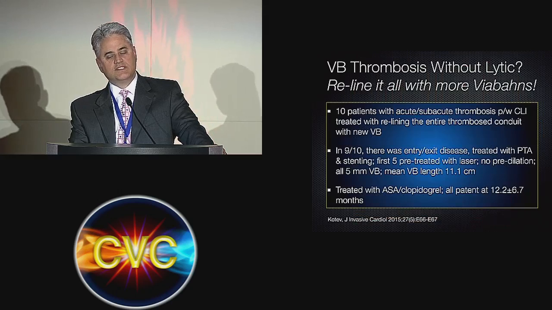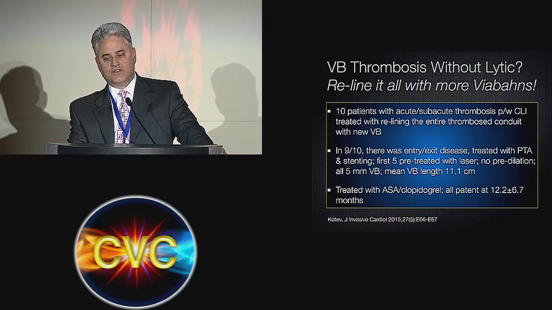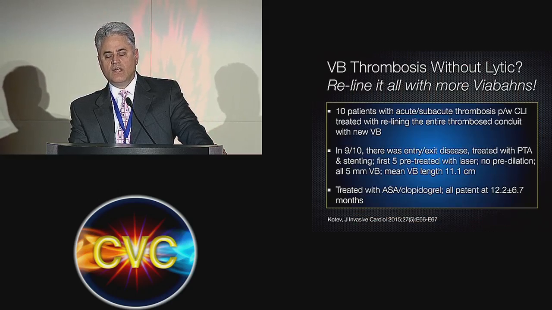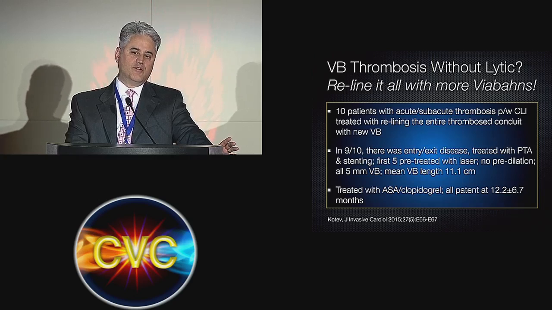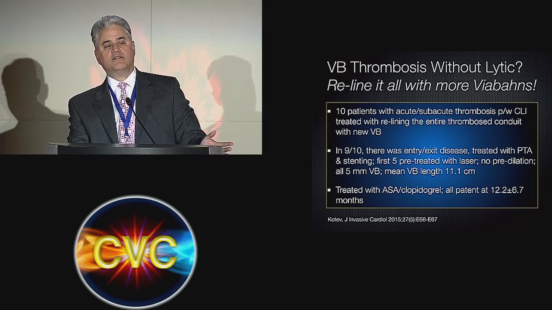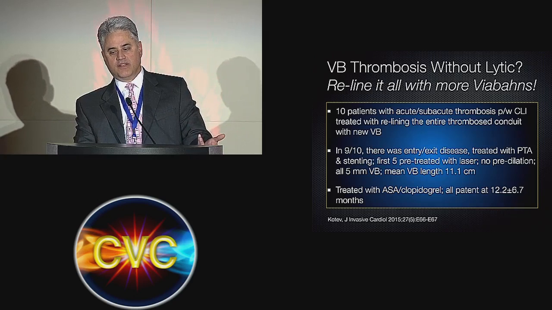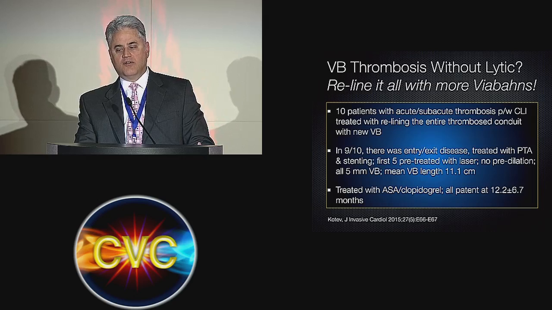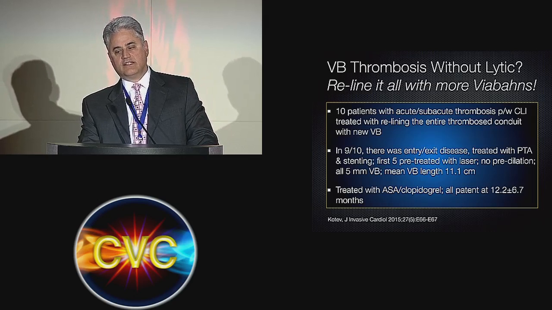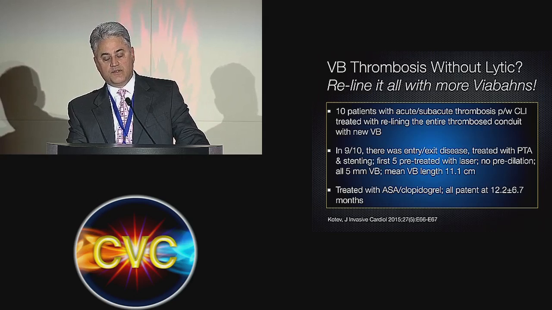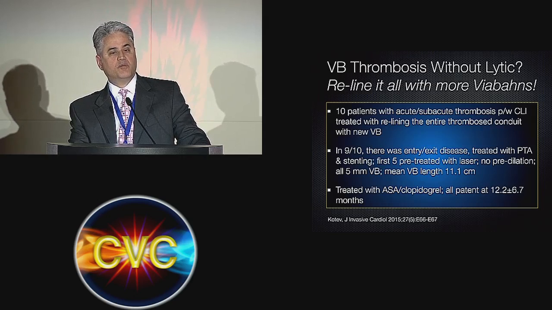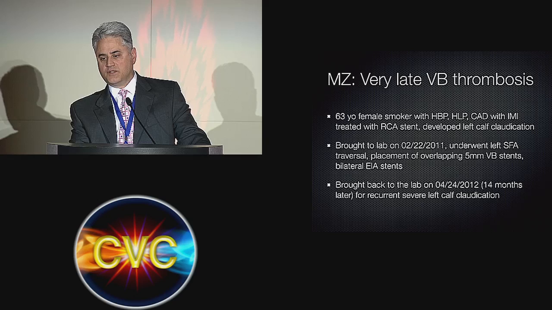Well, this was an interesting study published earlier this year in the JEVT of 10 patients who presented with acute thrombosis where the operators elected not to bother with thrombolytic therapy. Let's just reline the clot by putting in another Viabahn. So they put in 5-millimeter devices, relatively short lesion lengths of about 11 centimeters, and at 12 months on dual antiplatelet therapy, all of these patients were still patent.